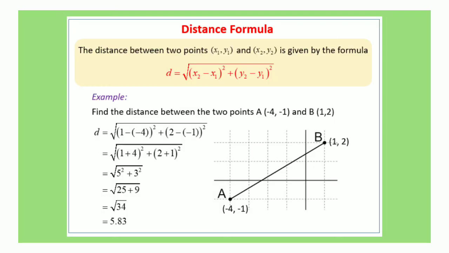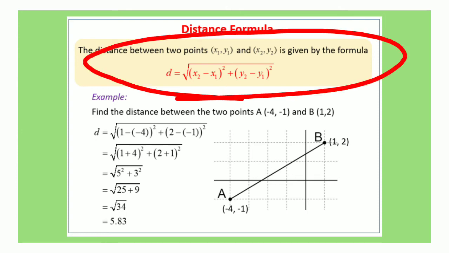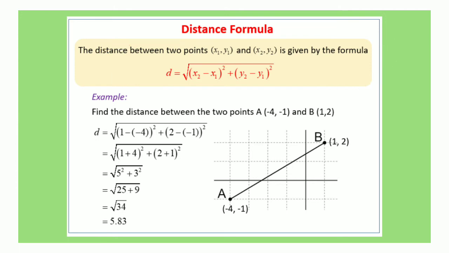Okay. So one more time, what is the distance formula? The distance between 2 points x1, y1 and x2, y2 is given by the formula d equal to root of x2 minus x1 the whole square plus y2 minus y1 the whole square, or root of x1 minus x2 whole square plus y1 minus y2 the whole square.